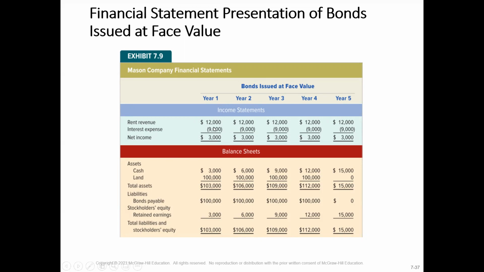So unlike an installment loan, the interest expense for bonds will be the same every year. So we'll have interest expense of $100,000 times 9%. And bond interest paid is always the face value of the bonds times interest rate. That's not always equal to interest expense, and we'll see that when we have a bond discount and a bond premium.